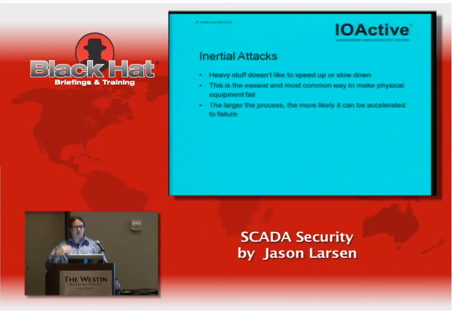So if you have any large spinning items in the process, and you can control them, the speed up and down really fast. It's an easy way to make equipment fail. Larger processes are much more likely to be accelerated to failure than small processes.